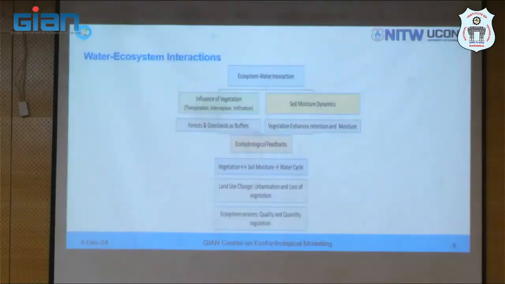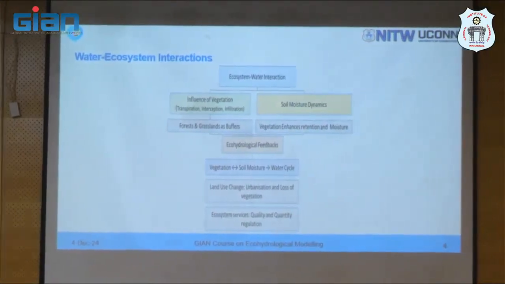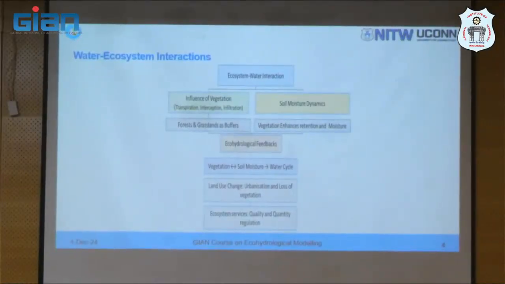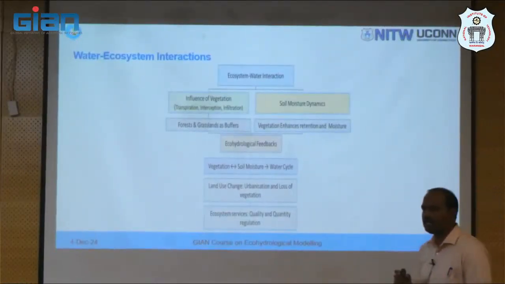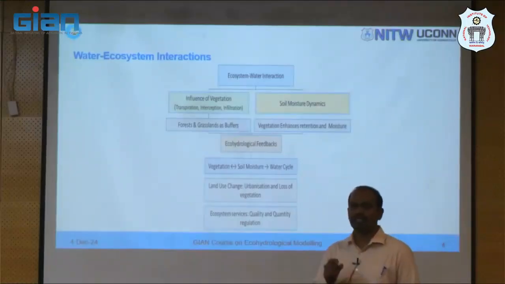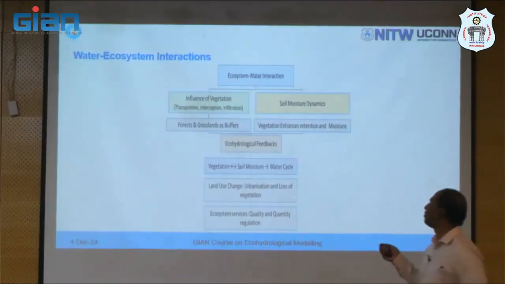So, coming to ecosystem water interactions, we are primarily focusing on two things. One is the influence of vegetation. How is your vegetation affecting your transpiration, interception, infiltration? What happens when you have forests or grasslands which can act as a buffer for your floods and droughts? And also the soil moisture dynamics. How does soil moisture dynamics, which is the soil storage, the primary storage in your catchment, change by changing of ecosystems, right?